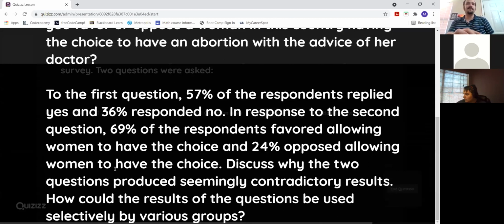24 opposed allowing women to have the choice. Discuss why the two questions produce seemingly contradictory results. How could the results of these questions be used selectively by various groups?